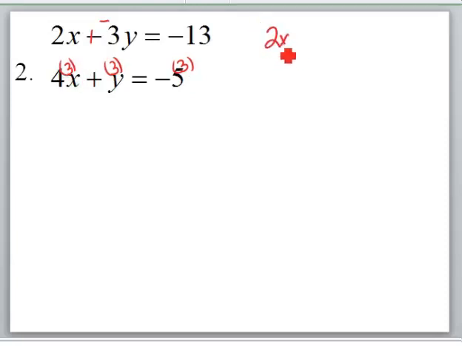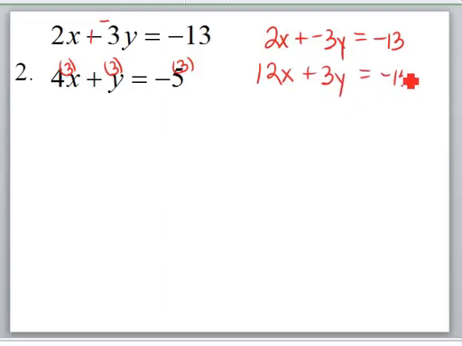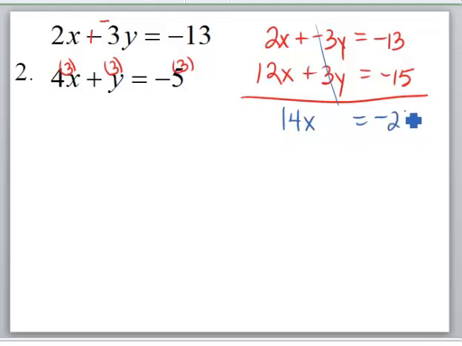The first equation we're not going to change at all, so I'll just write it off to the side. And the second equation I'm going to change to be 12x plus 3y equals negative 15. What that does now is when I add these together, that creates 0. Here I get 14x equals, these two add together to give me negative 28. So I'll divide by 14 on both sides, and I get x is negative 2.